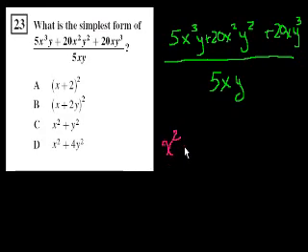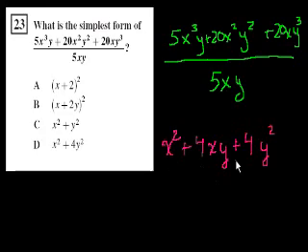Easy enough? Next one. Plus 20 divided by 5 is 4. x squared divided by x is x. y squared divided by y is y. Did the second term. Let's do the third term. 20 divided by 5 is 4. x divided by x is 1. y, so we don't have to write it. y to the third divided by y is y squared.